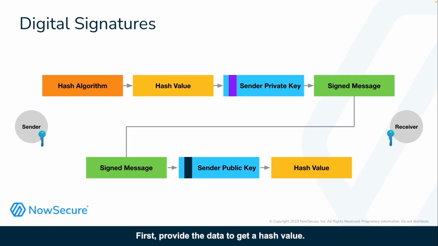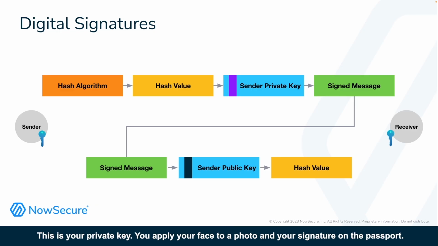First, provide the data to get a hash value. Then, use a private key to sign the message. Remember, always keep private keys to yourself. A public key can be shared. Only you would have the private key. Only you have your face. Only you have your signature. This is your private key. You apply your face to a photo and your signature on the passport.